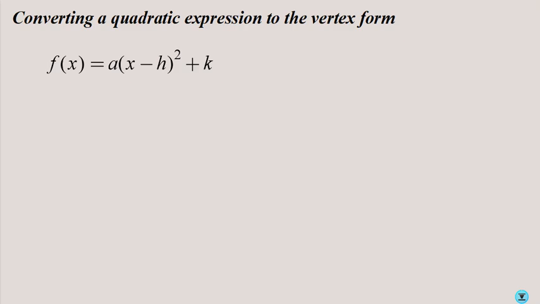You discovered the vertex form in class, and you realized that a quadratic can be written in the form f of x equals a times (x minus h) all squared plus k. And the significance of this form is that it gives us the coordinates of the vertex, because the vertex lies at the point whose coordinates are h, k.